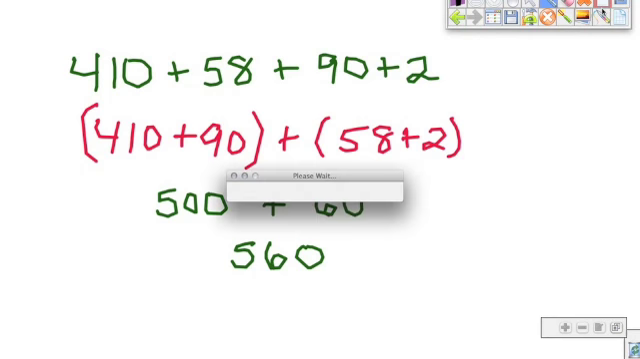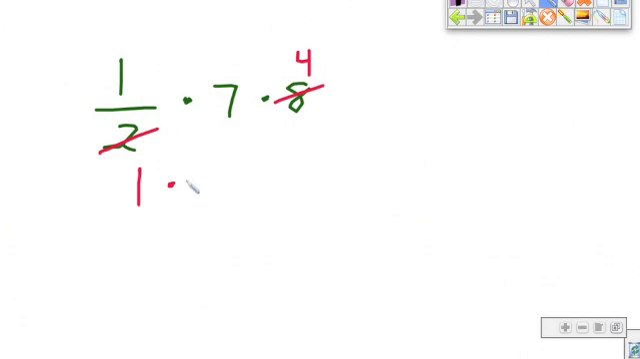Okay? Let's try another one with those fractions, like the one we started off with at the beginning. I have 1/2 times 7 times 8. I wonder which number that 2 could divide into. Well, it can't divide into 7, but it can divide into 8. So I'm going to divide that into 8, and 2 goes into 8 4 times. So now we have 1 times 7 times 4, which we all know would be 28.